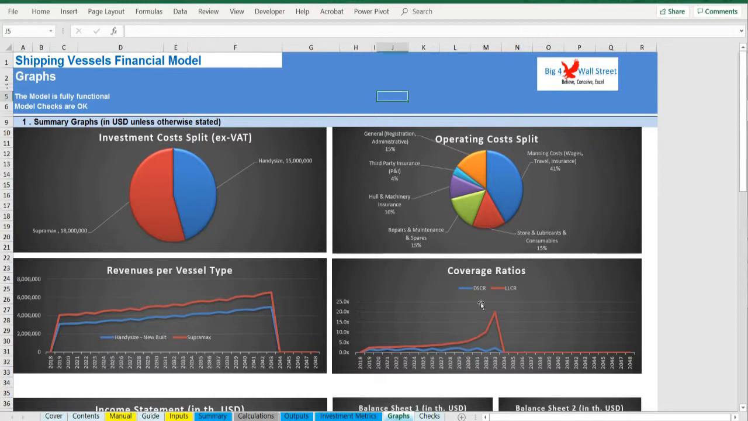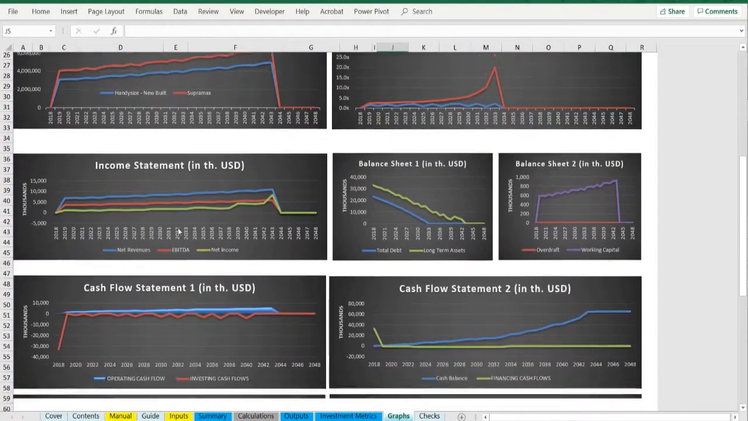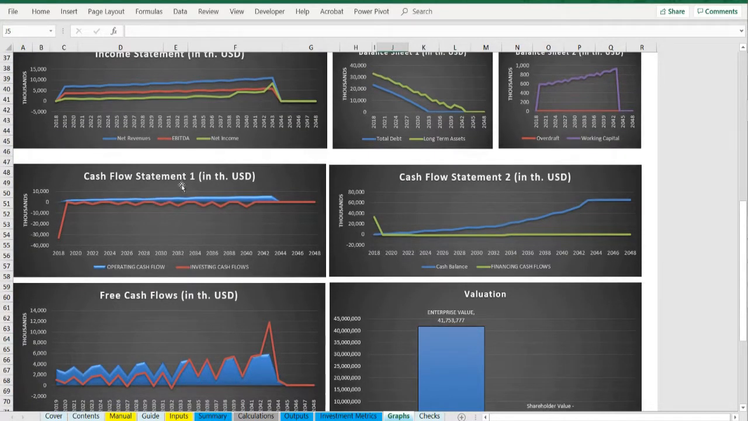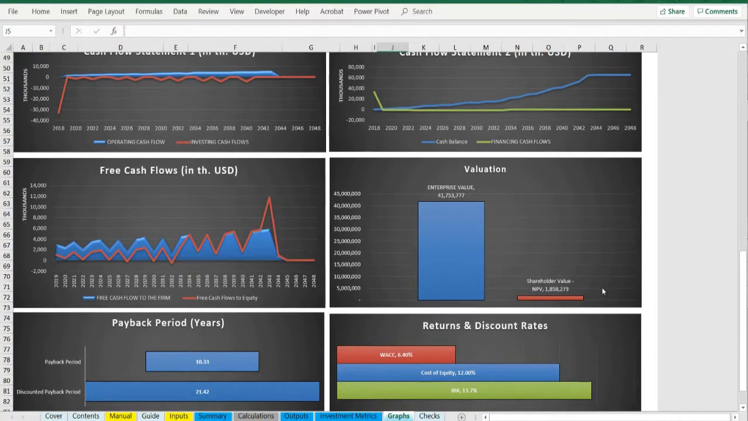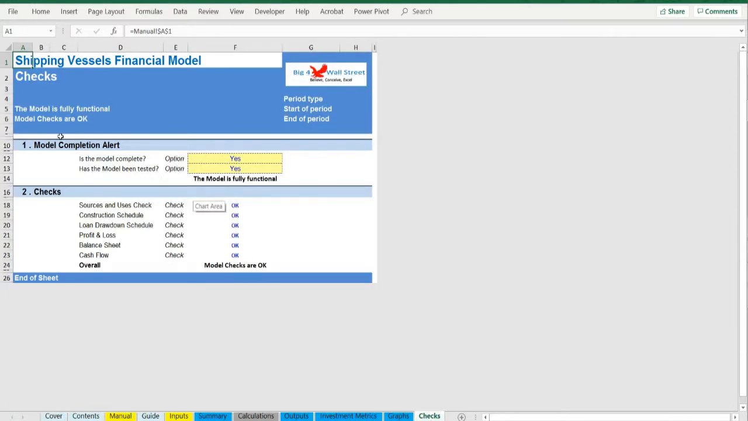ratios, DSCR and LLCR. Then multiple charts present the performance of the project from revenues to bottom line, along with debt, assets, working capital, and cash flows, which results in a valuation on a project basis as well as on an equity basis, together with the internal rate of return of the project and payback period metrics. Checks, a dedicated worksheet that makes sure that everything is working as it should.